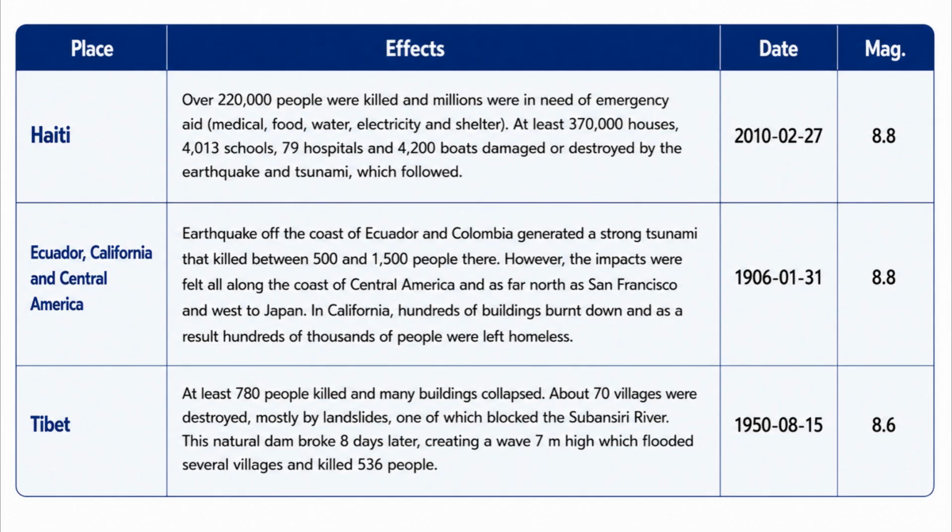In 1950, in Tibet, at least 780 people were killed and many buildings collapsed. About 70 villages were destroyed, mostly by landslides, one of which blocked the Subansiri River. This natural dam broke 8 days later, creating a wave 7 meters high, which flooded several villages and killed 536 people. This was a magnitude of 8.6.